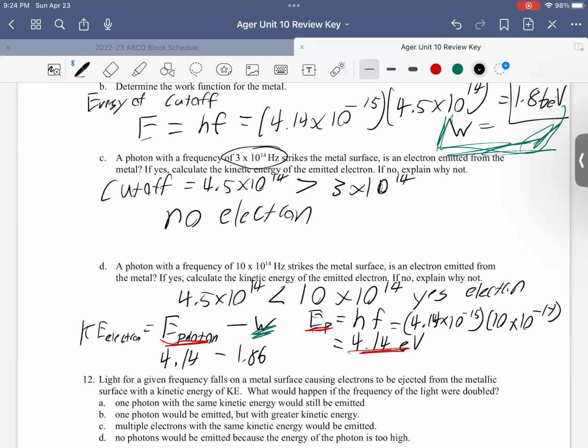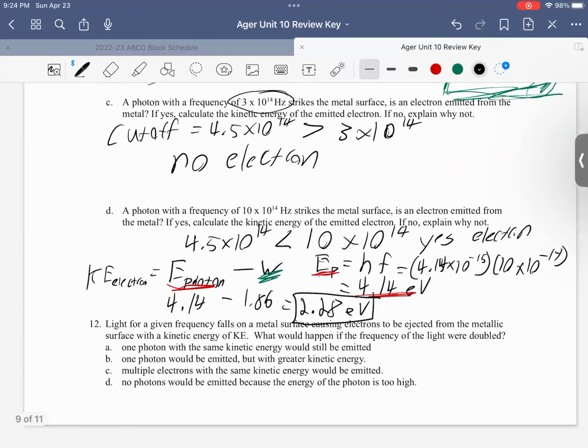And again, let's talk about this real quick. Use my computer here. Energy of the photon, 4.14 electron volts. That's how much energy it's got. It's going to take 1.86 of that to get out of the well, but then everything else is going to be left over as the kinetic energy. So all we're doing is finding what's left over after we bump it out of the energy well of the work function. And so that's going to equal 2.28 electron volts.